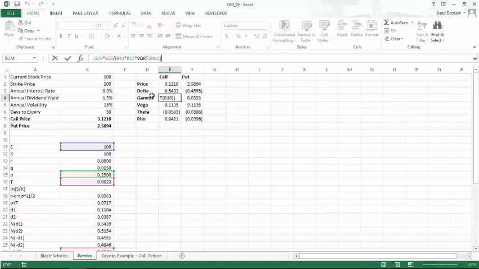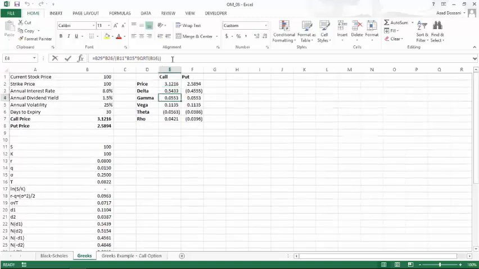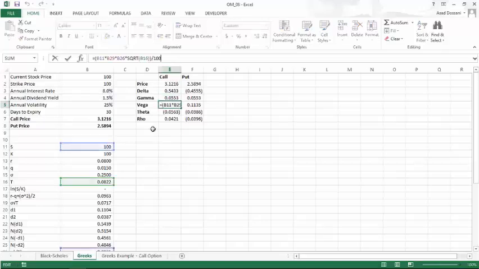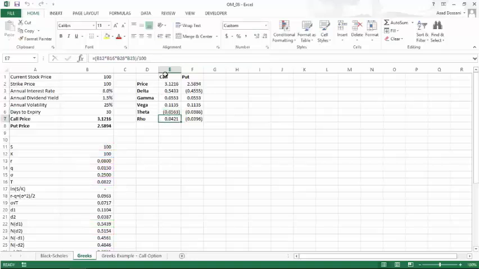So the entire formulas are always just combinations of these parameters. Some are a little easier, some are a little more complex. Delta is very straightforward, it just requires two numbers. Gamma is a little more involved. Vega is also a little more involved. Theta is the most involved one. As you can see, the formula is very long for theta, and hopefully you saw that on the slide as well. And then you have rho, which is fairly straightforward.